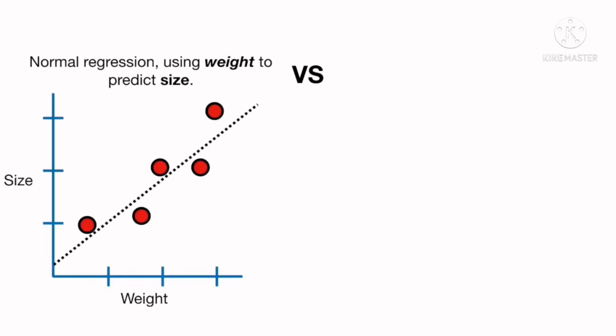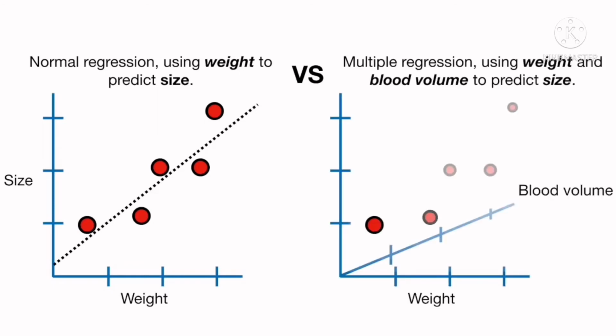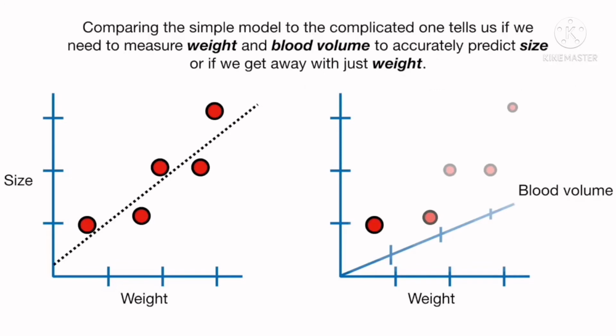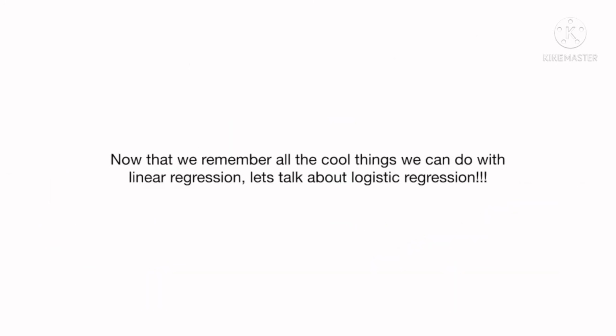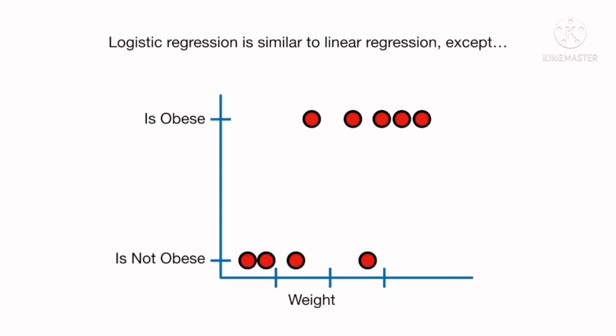So on the left side, we've got normal regression, using weight to predict size. And we can compare those predictions to the ones we get from multiple regression, where we're using weight and blood volume to predict size. Comparing the simple model to the complicated one tells us if we need to measure weight and blood volume to accurately predict size, or if we can get away with just weight. Now that we remember all the cool things we can do with linear regression, let's talk about logistic regression.